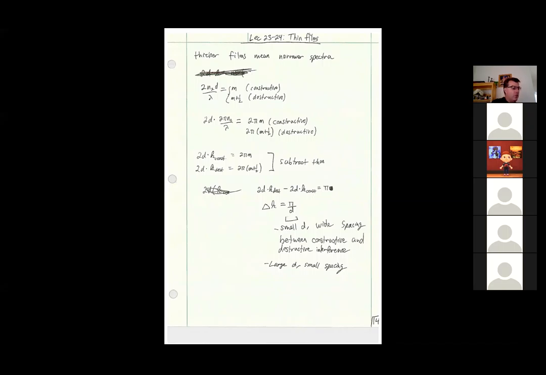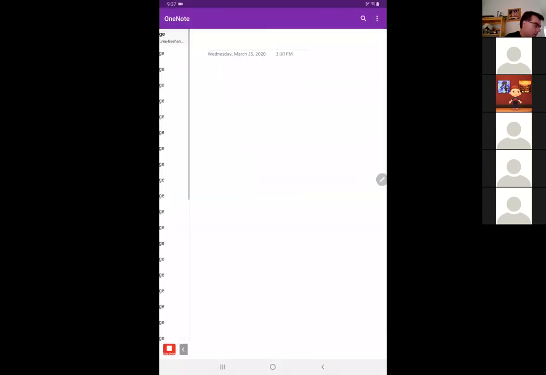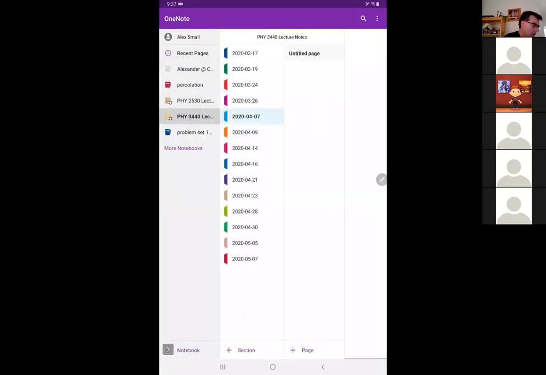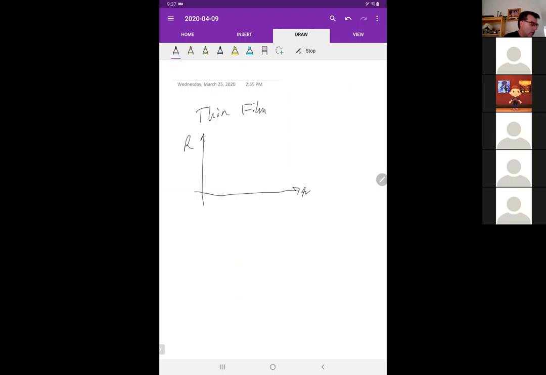So if I were to switch devices so I can draw freehand, give me a sec. I'm going to share this screen. All right, if this is the thin film, now here's the thick film.